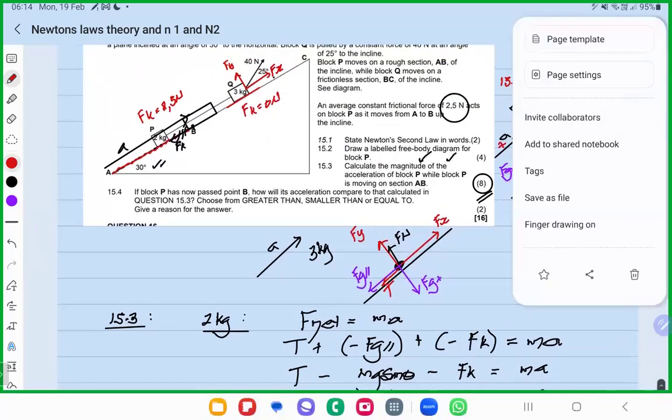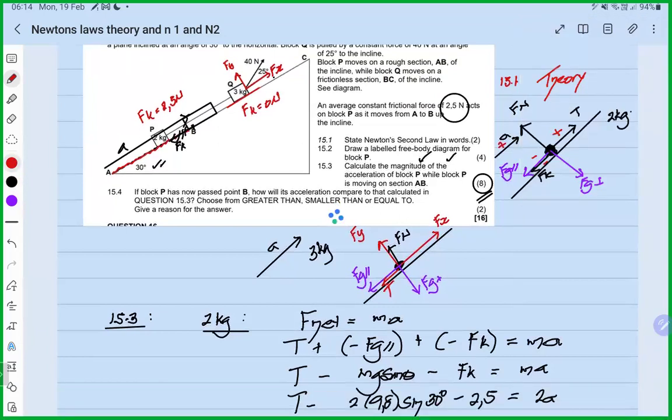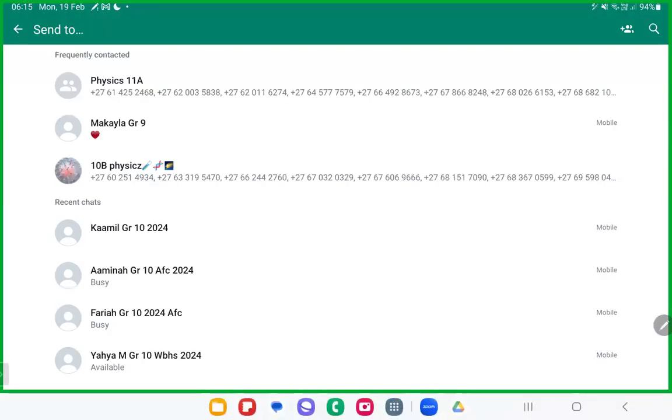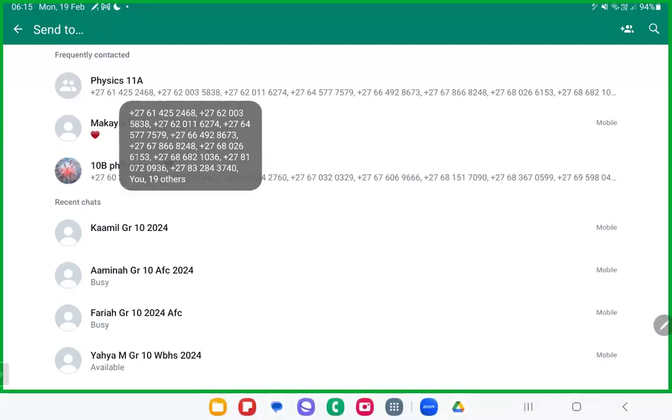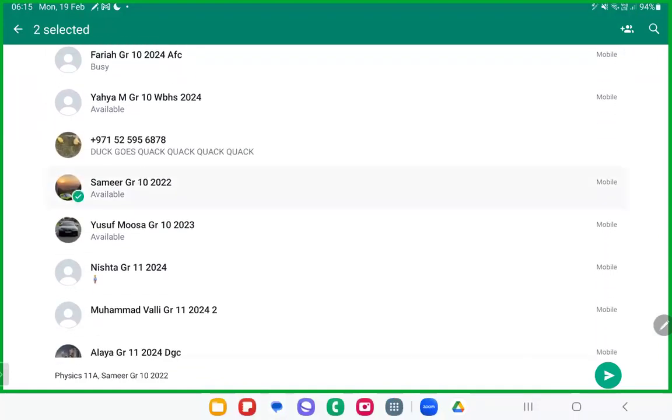I will send you a recording of this last question on inclined planes and Newton's second law. The next time we meet as a group, which would be now on Thursday, I'm going to use Newton's third law, some theory questions, and there is a calculation question like this on Newton's third law as well. So please don't think that there are no calculation questions on this.